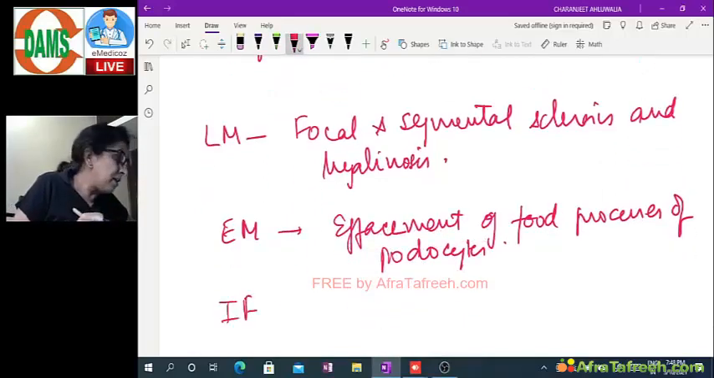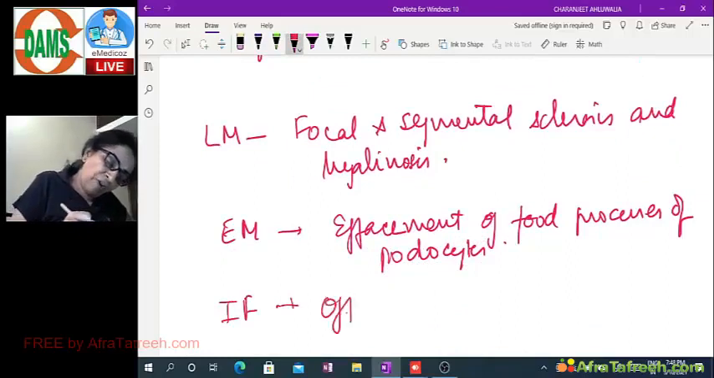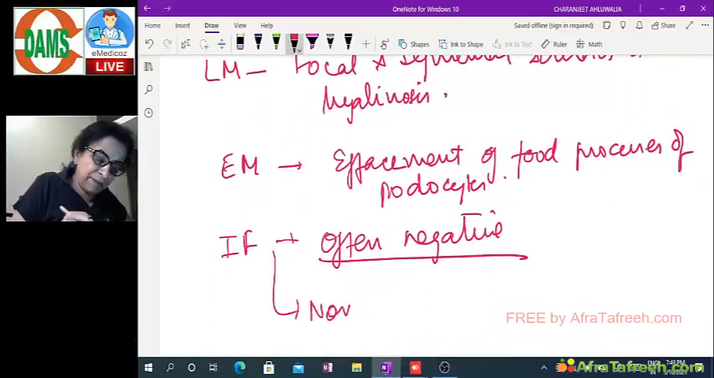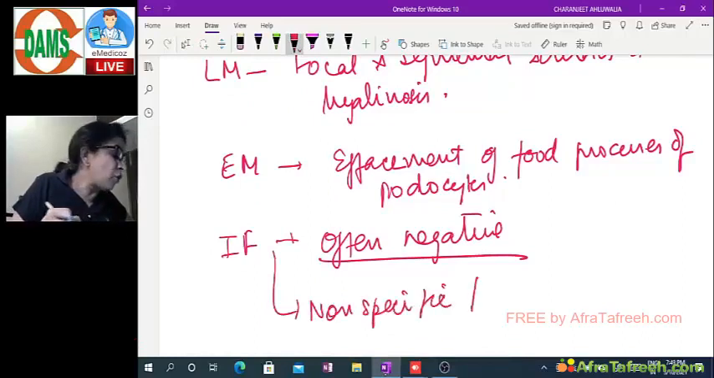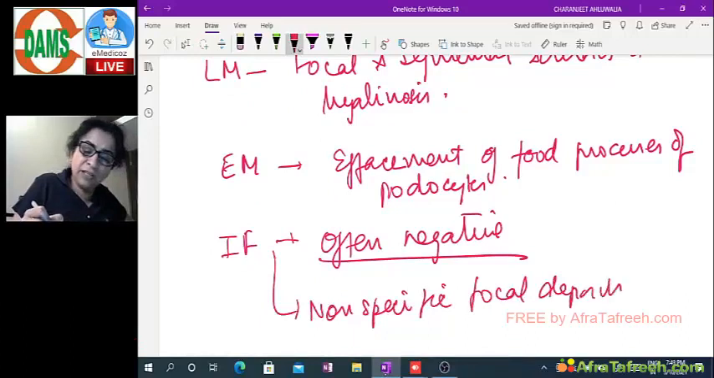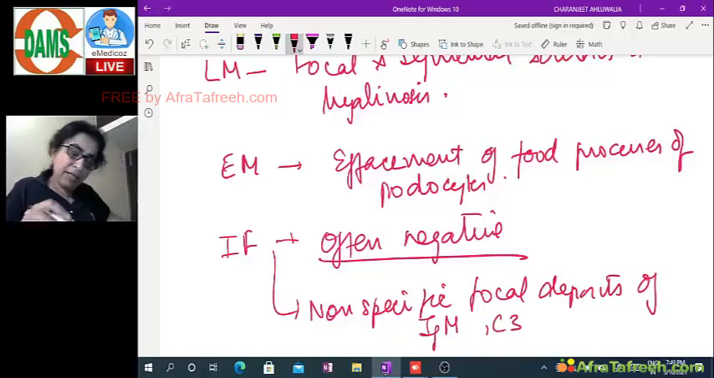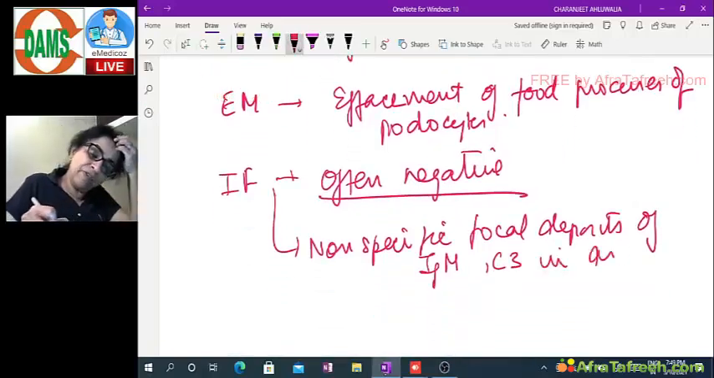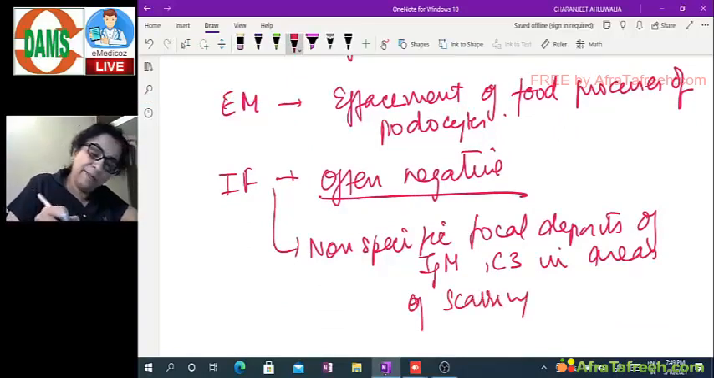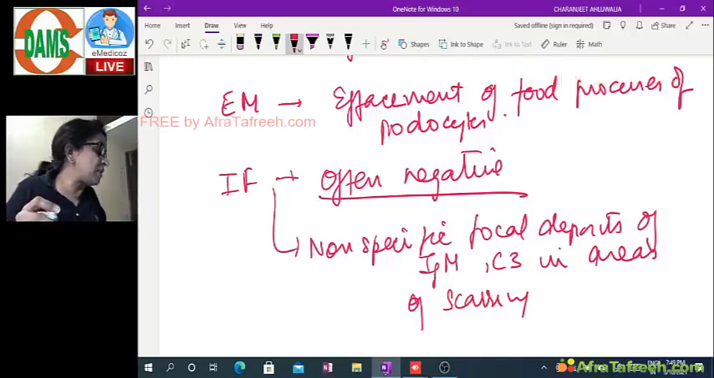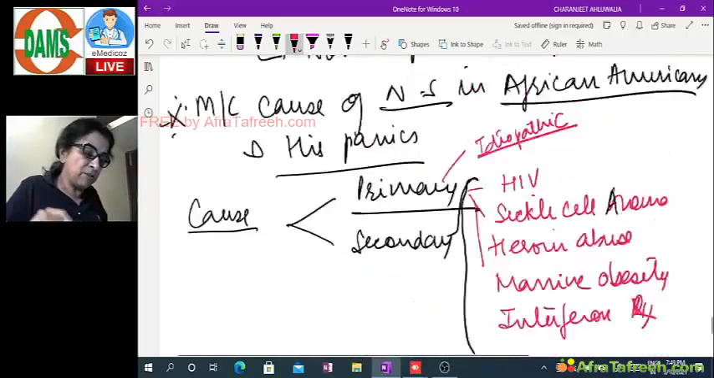And immunofluorescence is usually negative, but it may be positive, and there are non-specific focal deposits of IgM and C3 in areas of hyalinosis, in areas of scarring or fibrosis. So IgM and C3 can deposit in the areas of scarring. So this deposition may be seen in the areas of scarring. So this is focal segmental glomerulosclerosis. Okay, so this is number two.